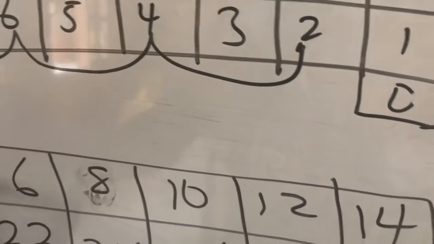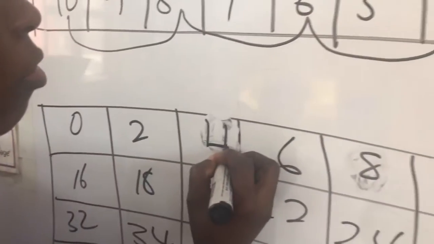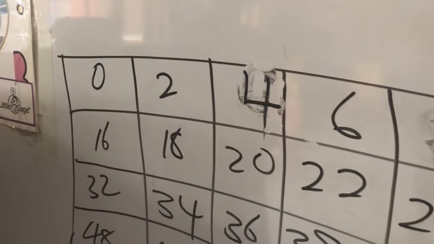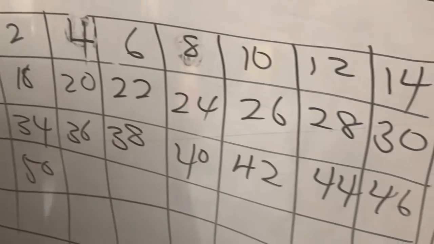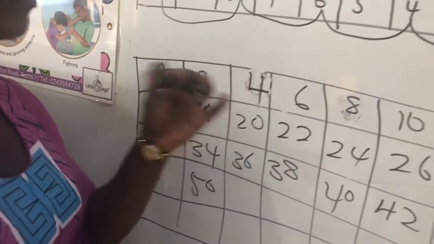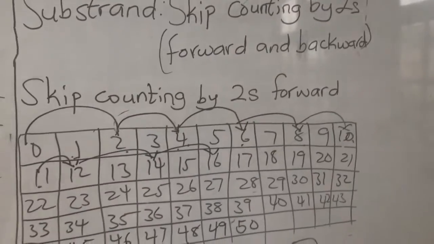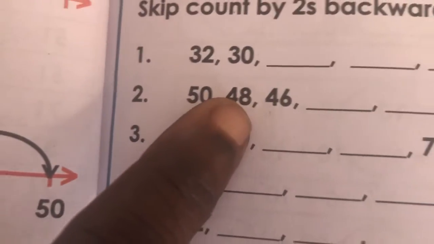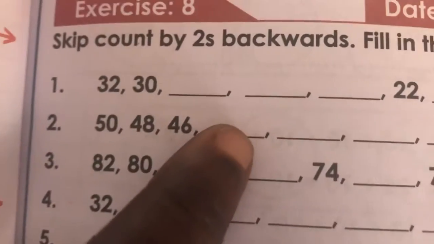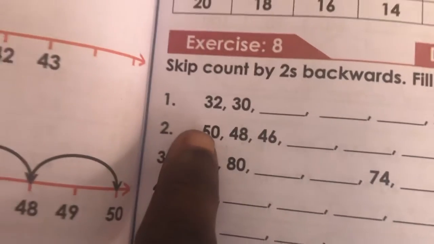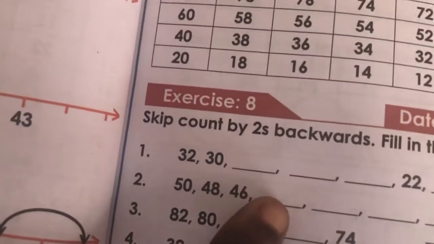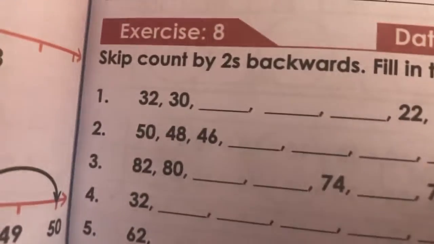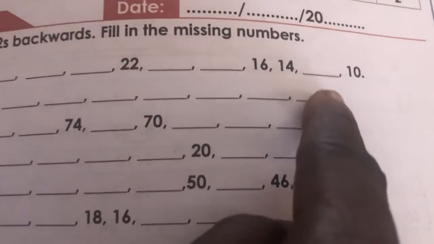Alright, so we said you skip count by 2s, and you can also skip count backwards. Let's look at some examples here. Skip counting backwards. We have 50, 48, 46. For you to know what is here, 48, 50, 48, 46. So what will be here? 44.